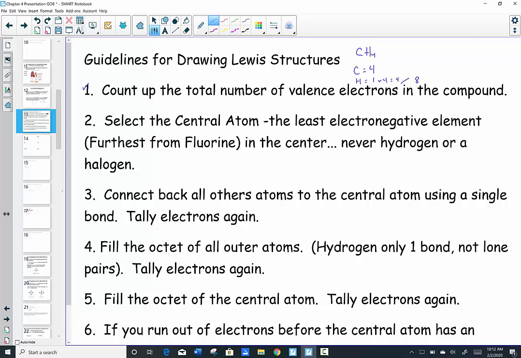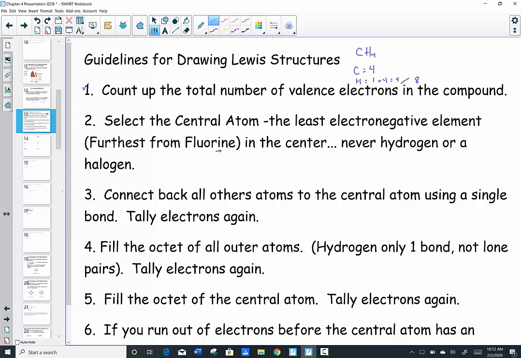Number 2 says we're going to select a central atom, which is always the least electronegative element. Now, we have yet to define electronegativity, but I can share with you that it's the ability of an atom to draw electrons towards itself in a shared pair, in a bond. Fluorine, we'll know, is the most electronegative element. It's the strongest of strong nonmetals.